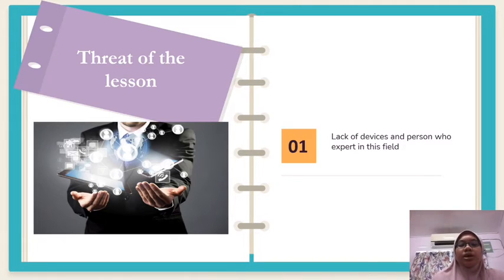So it needs to be looked back at, because sometimes the school has computers but not all of them can be used. So it can be a threat for the lesson, because if we don't have well equipped materials and the person in charge, this lesson can't be done well and successfully, and the objective of the lesson can't be achieved.